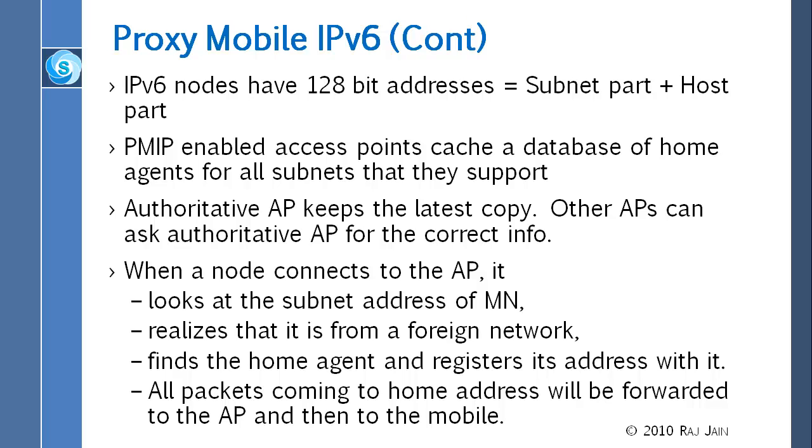IPv6 nodes have 128-bit addresses, the subnet part and the host part. PMIP-enabled access points cache a database of home agents for all subnets that they support. The authoritative access point keeps the latest copy. All access points can ask the authoritative one for the correct information. When a node connects to the access point, it looks at the subnet address of the mobile node. Who looks at it? The access point looks at it. And it realizes that this is from a foreign network, finds the home agent, registers the address with it, and all packets coming to the home address will be forwarded to the access point.